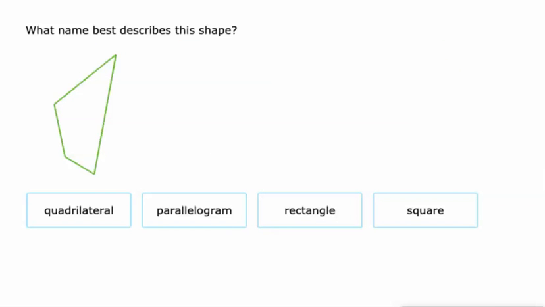Alright, so on this one we have a four-sided figure, which is a quadrilateral, but the question is what is the best name to describe it? Is it a parallelogram? Well, to be a parallelogram, its opposite sides would have to be parallel. I don't see that. To be a rectangle, it would have to have four right angles. Same thing with a square, it would have to have four right angles and all its sides would be equal. But we're not given any indication that those things are true, so the best we can call this is a quadrilateral.